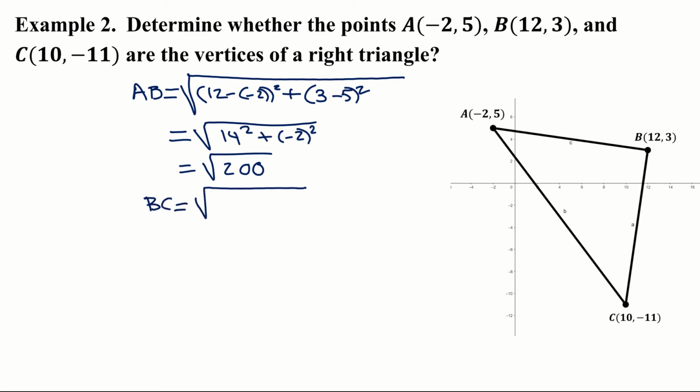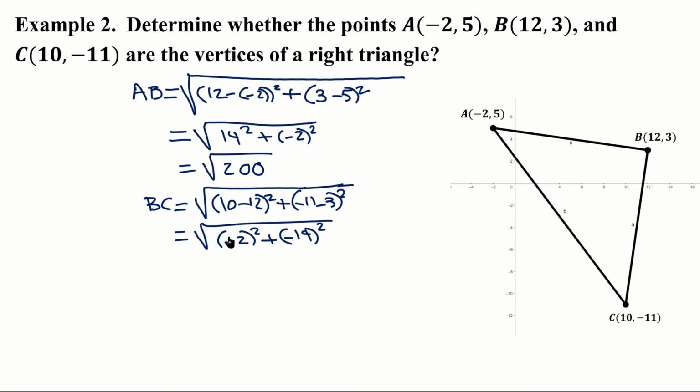So that's going to be the square root of x2 minus x1, so 10 minus 12 squared, plus y2 minus y1, so negative 11 minus 3 squared, which is equal to the square root of negative 2 squared plus negative 14 squared.